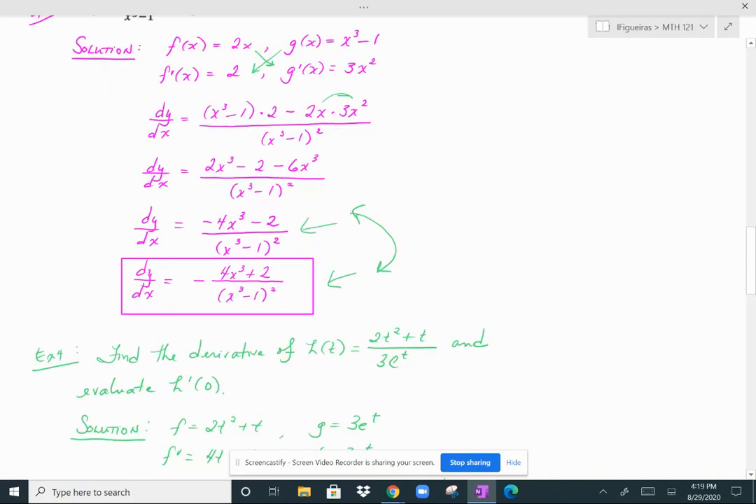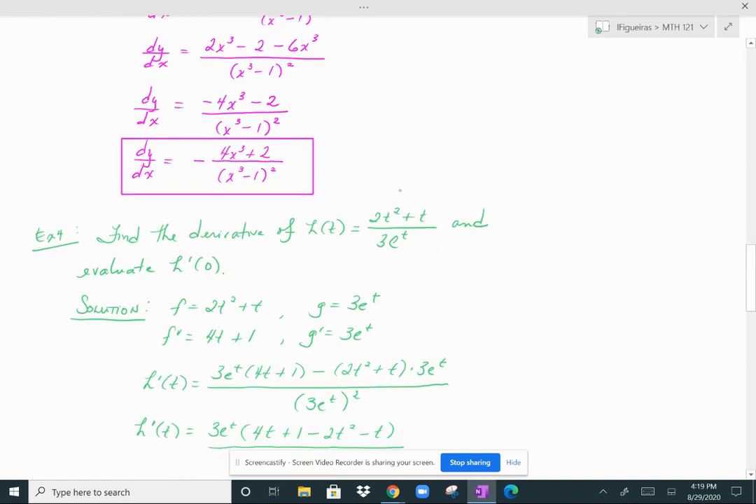So we're going to get a chance to use quotient rule again on this next one because we want to find the derivative of h of t equal to 2t squared plus t over 3e to the t and evaluate it at 0. So we want to know what h prime of 0 is. So again, this is a quotient of two functions. So here you have to state what f and g are. So I have f is my numerator, 2t squared plus t, and g is my denominator, 3e to the t. F prime is 4t plus 1, and g prime is 3e to the t.